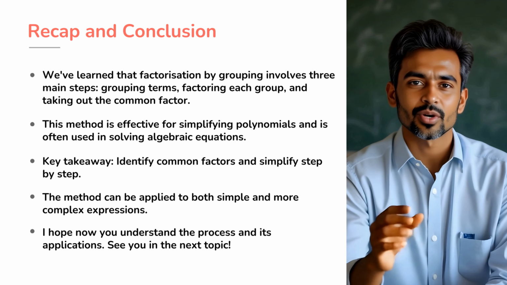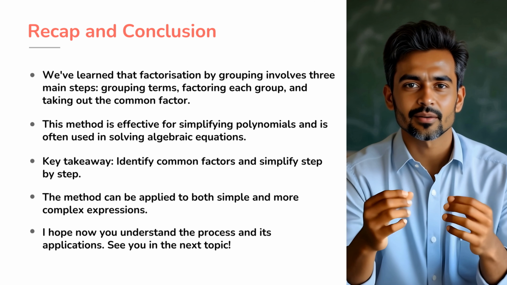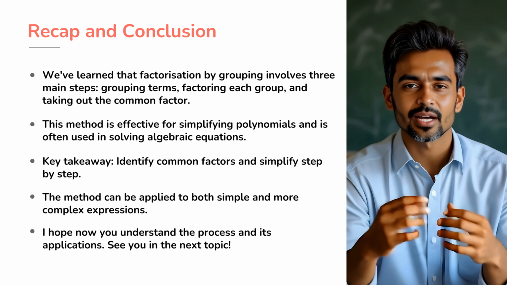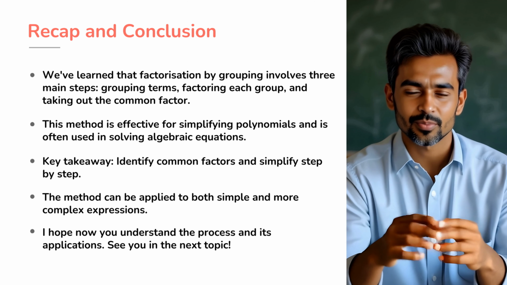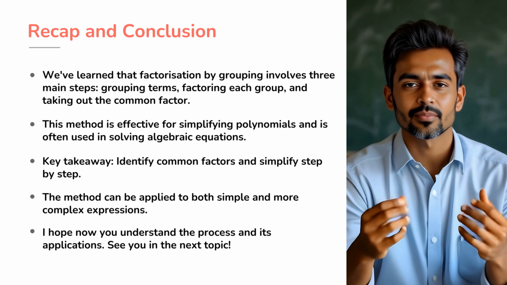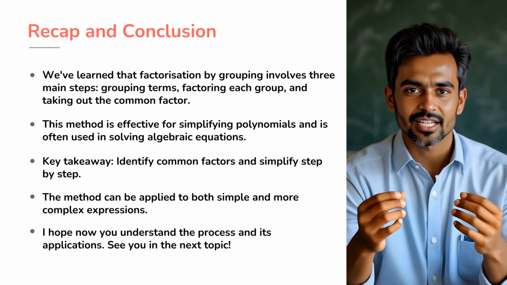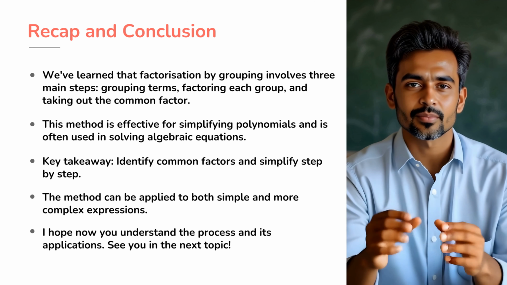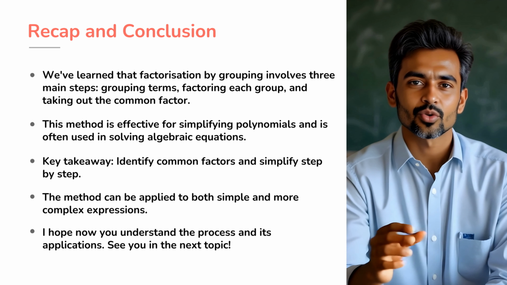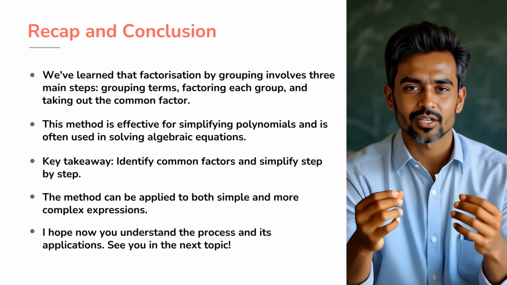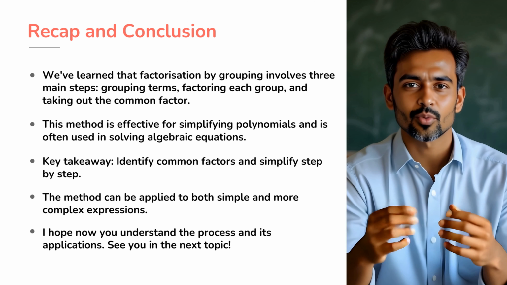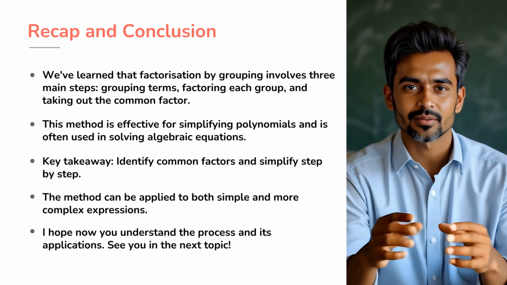Alright, let's quickly recap what we've learned today. Factorization by grouping involves three simple steps. Rearrange the terms and group them in such a way that each group has a common factor. Factor each group by taking out the common factors. Finally, factor out the common binomial factor from the groups. This method works wonders when dealing with polynomials that can be grouped into smaller, more manageable parts.